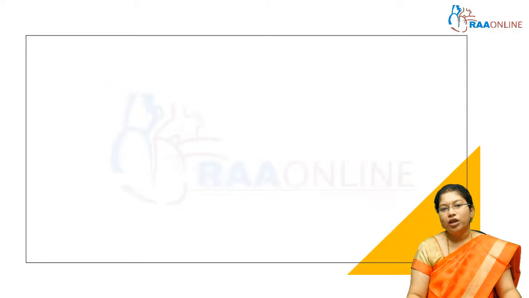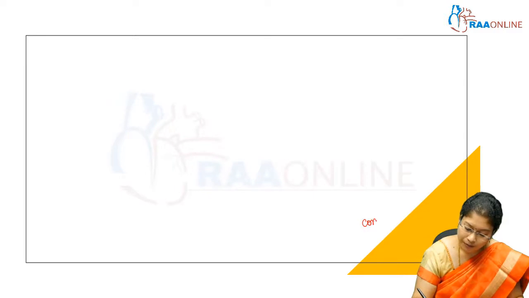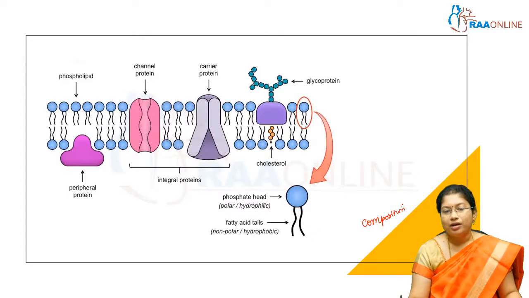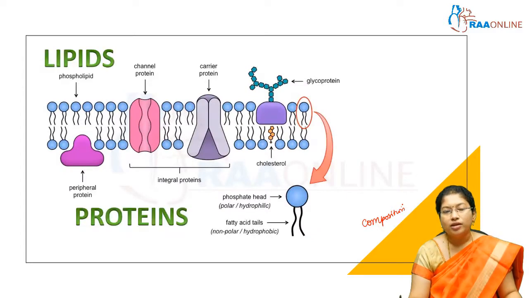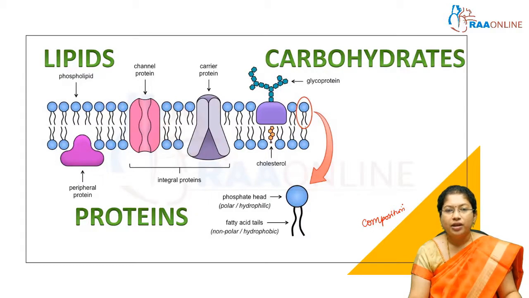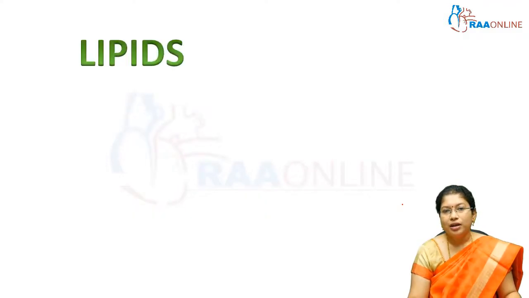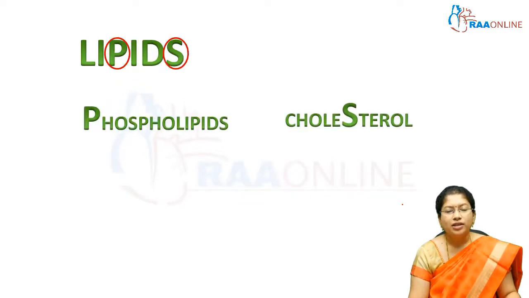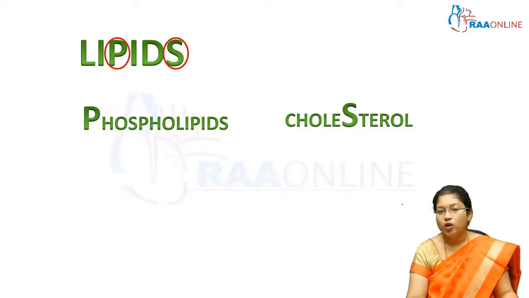Now we'll see about the composition of the lipid membrane. It contains lipids, proteins and carbohydrates. Lipids, mainly there are two lipids. We'll see in the next slide. So lipids contain phospholipids and also cholesterol. Phospholipids contain sphingolipids too. So the major components of lipids are phospholipids, sphingolipids and cholesterol.